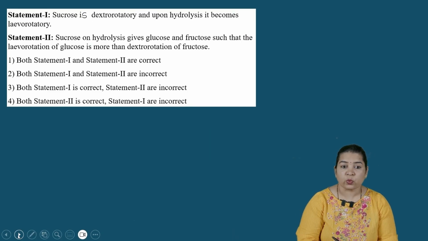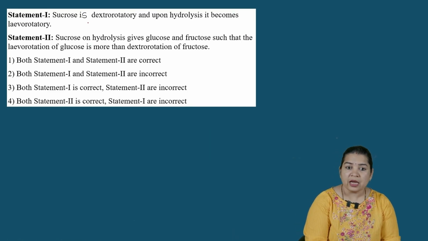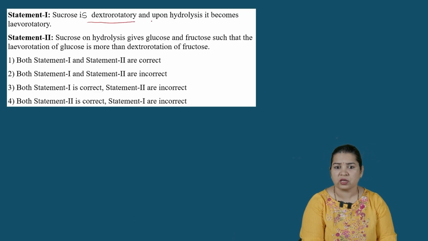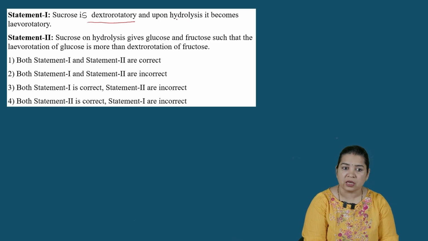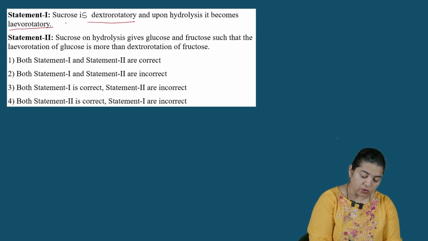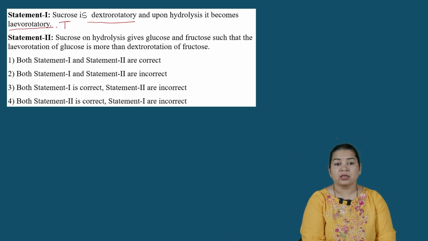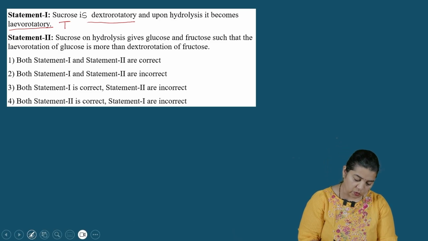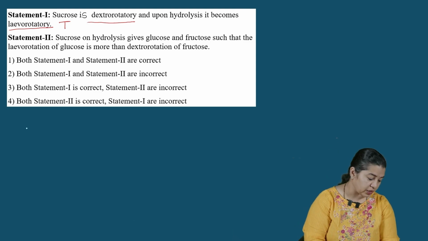Coming to the next question, sucrose is dextrorotatory. That is a true statement. Yes, sucrose is dextrorotatory, and upon hydrolysis it becomes levorotatory. That is also a correct statement. So this statement we agree, yes, this is what happens.